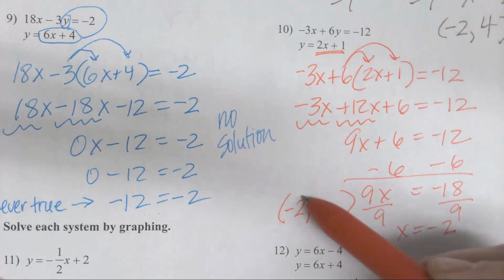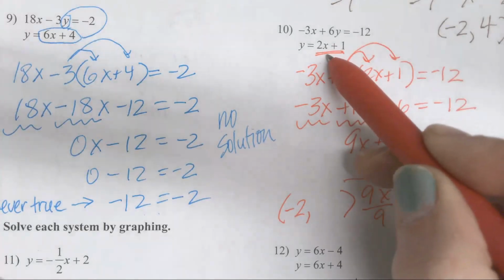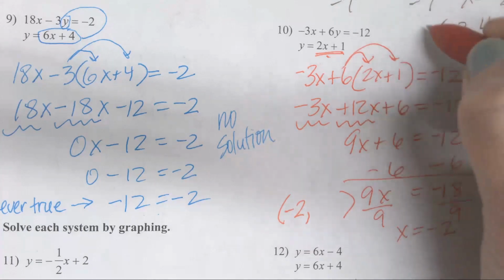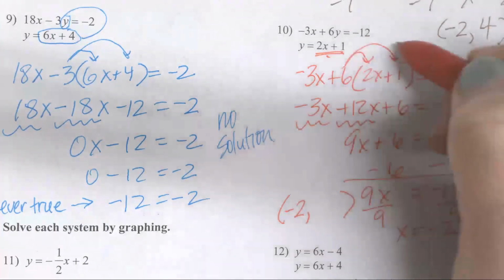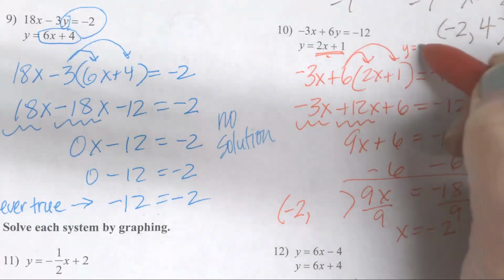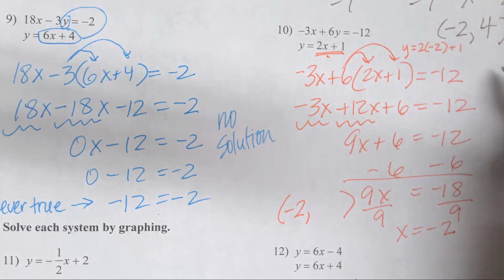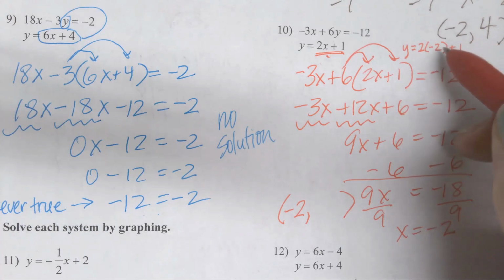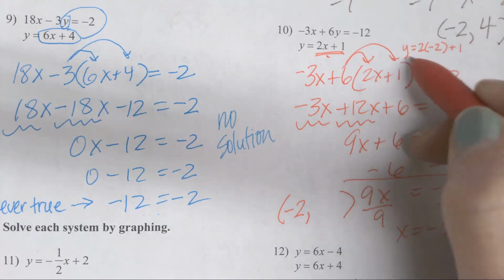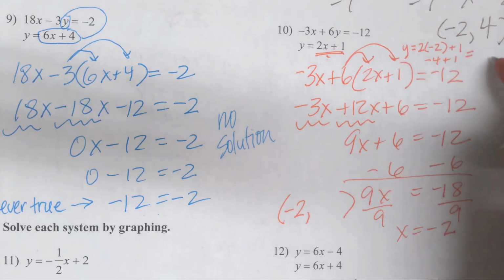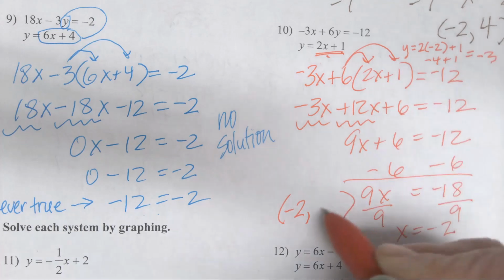Let's put negative 2 back up in the easy one. So that means y equals 2 times negative 2 plus 1. That's negative 4 plus 1. What's negative 4 plus 1? Negative 3. So negative 3 is my answer.